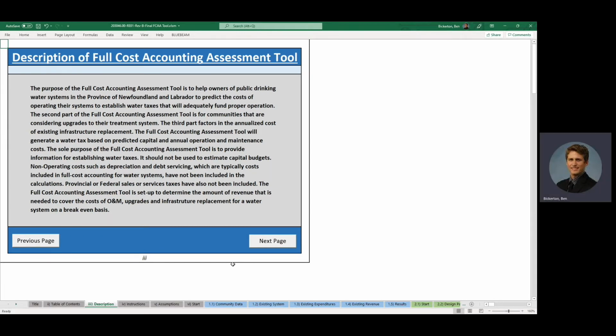The next page provides a description of the full cost accounting assessment tool in brief detail. It really just explains what the purpose of the tool is, which is to help the users compile and predict operation and maintenance costs for existing drinking water infrastructure, capital costs for new infrastructure, and infrastructure renewal and replacement costs. It should not be used to establish capital budgets, but rather as a check or an order of magnitude estimate for operation and maintenance, potential capital upgrades, or infrastructure renewal projects.